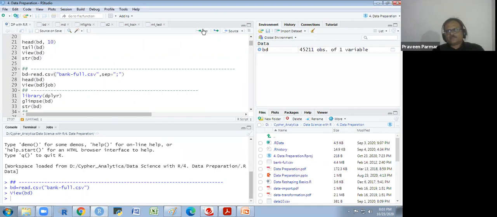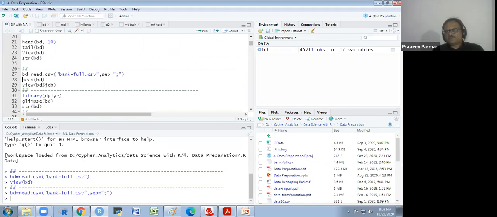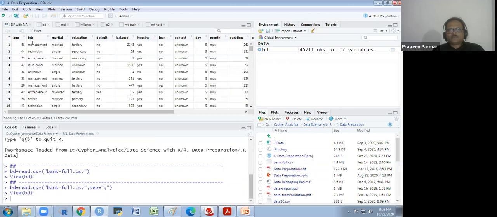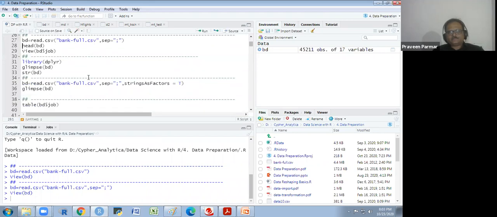If I put this, then it will give me the correct form, the 17 variables. If I view this, I will get all the columns properly. Understand? So there are 45,211 observations and 17 variables. This is just how to read the data. Okay.